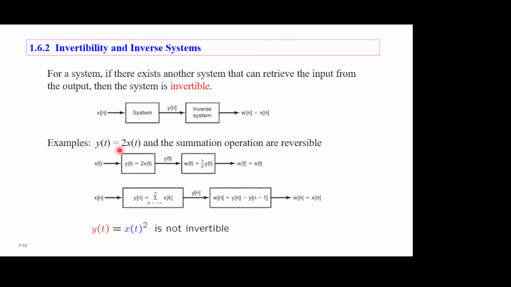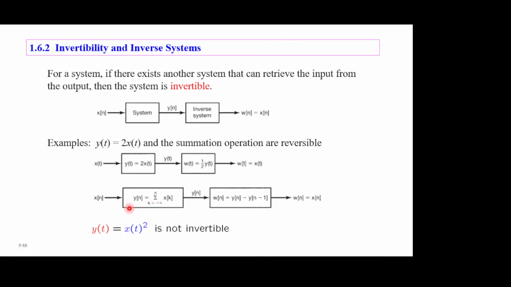Let's see an example of an invertible system first. Say y of t equal to 2x of t. Then you can have an inverse system, where once again we use this funny notation: now y of t is the input and w of t is the output. We say w of t is 1/2 of y of t. Then the 1/2 cancels the 2, and you get w of t equal to x of t. So that's an easier invertible system.